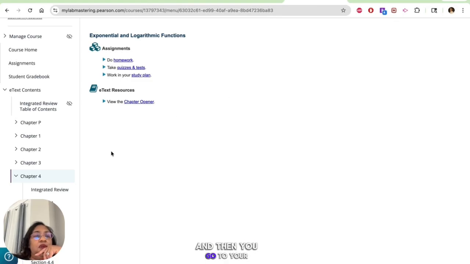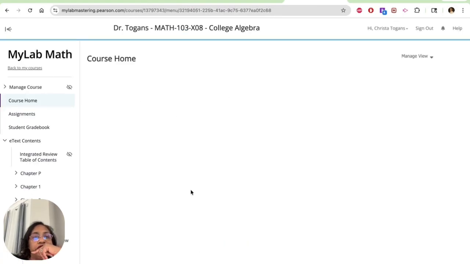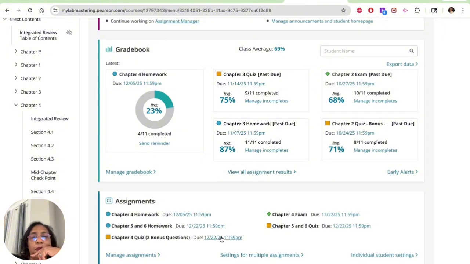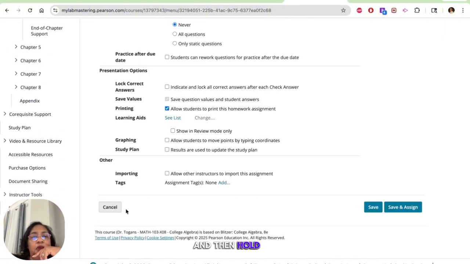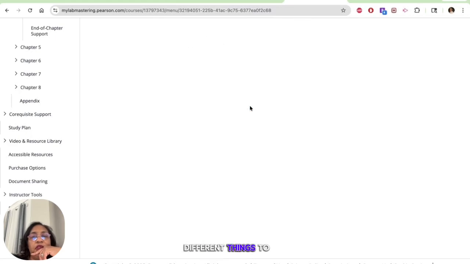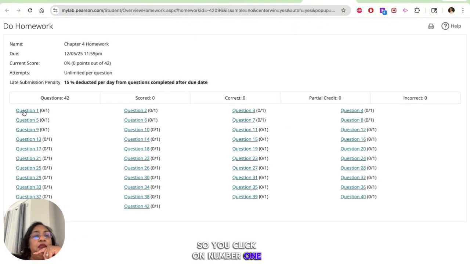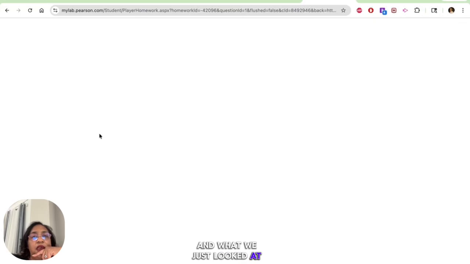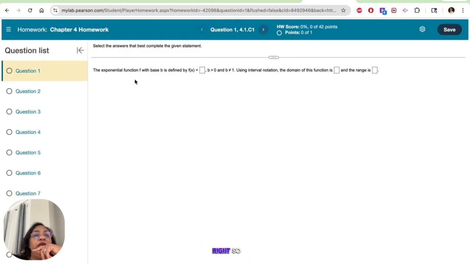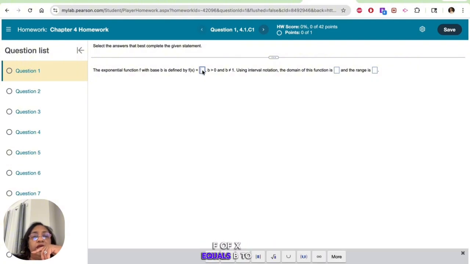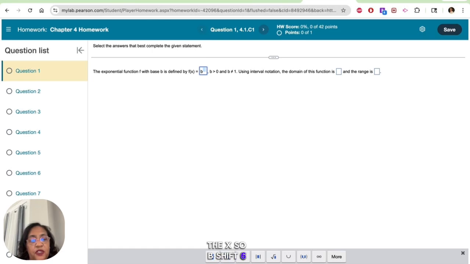And then you go to your homework. Hold on, I just have to do all these different things to pull it up. So chapter 4 homework. You click on number 1, and what we just looked at is what's in question number 1, right? The exponential function f with base b is defined by f of x equals b to the x. And then using interval notation, the domain of the function is negative infinity.